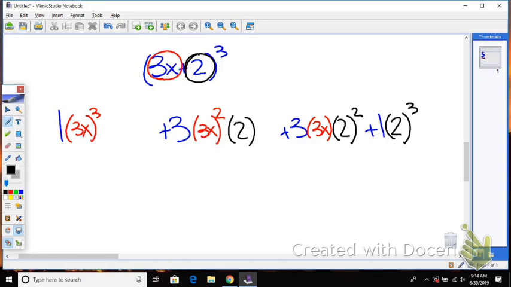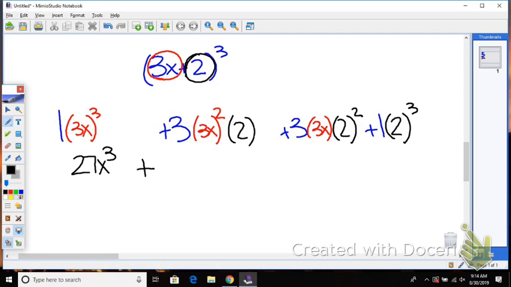So now you're going to start with math, which is just exponents and multiplying. 3 to the third power. Always do the powers first. 3 to the third power is going to give you 27x to the third power times 1, which is just 27x to the third power.